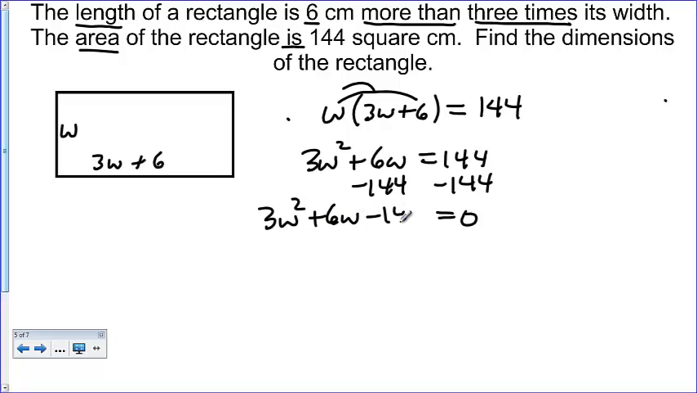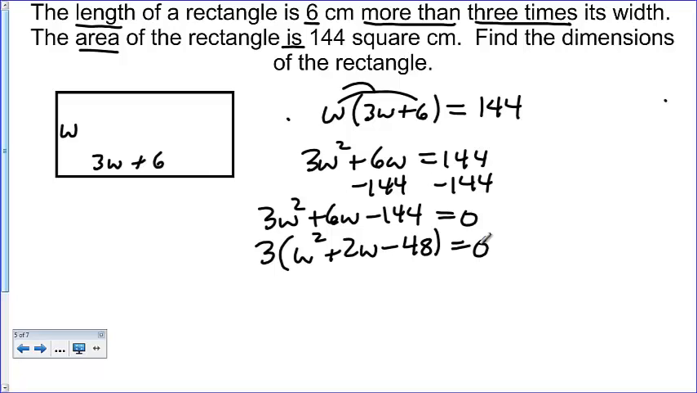And I'm left with this polynomial equation, 3W squared plus 6W minus 144. You need to factor this. Now remember your factoring flowchart. Top box is GCF, which in this case is 3, which makes this a lot easier to factor. And 3 goes into 144 48 times.